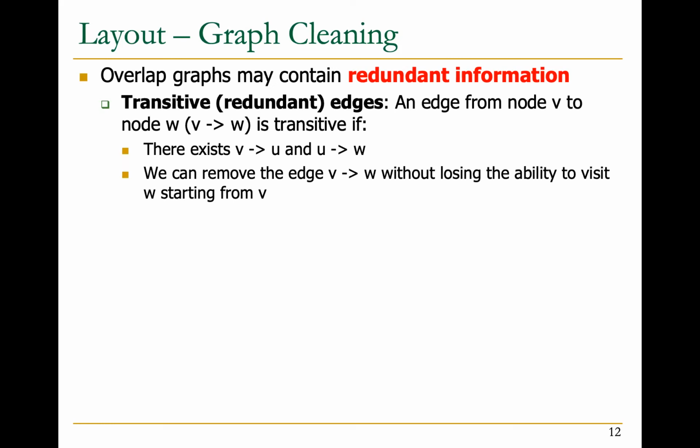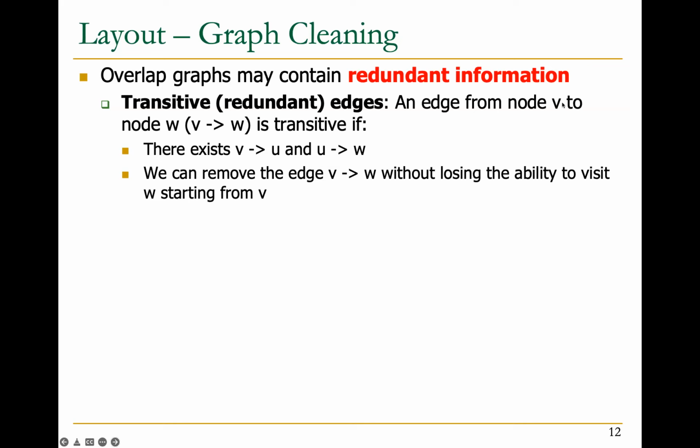The first one is referred to as transitive or redundant edges. These are edges where there are two different paths, but you could essentially take one of these paths and ignore the other one completely, and you wouldn't lose any connectivity information. This is a more formal way of defining it.